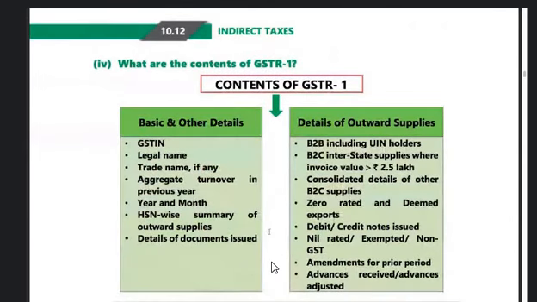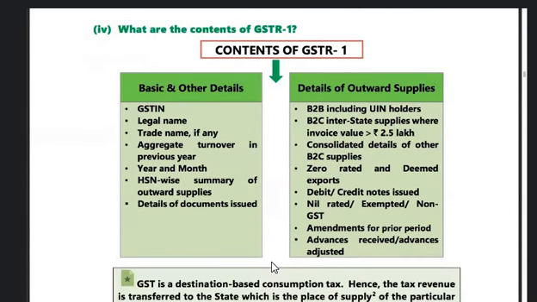So what are the contents of GSTR 1? GSTR 1 is details of outward supply. So it contains basic and other details. Two categories: one is the basic and other details, second is details of outward supply. It will have your company GSTN number, their legal name, trade name, aggregate turnover in the previous year and month, HSN wise summary of outward supplies, details of documents.